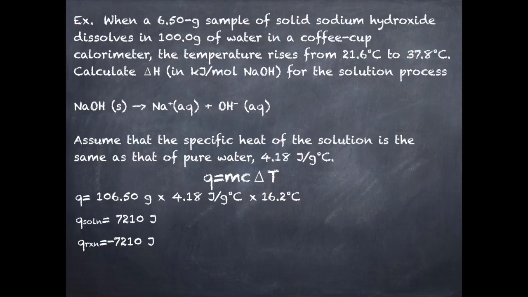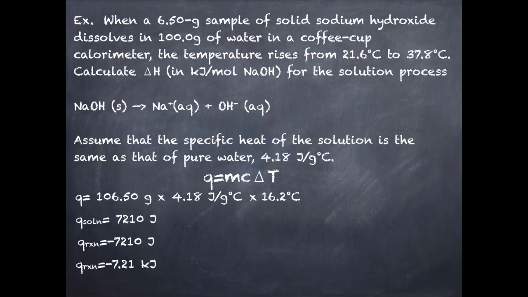What I'm going to do now is convert that into kilojoules, because it asks me for kilojoules per mole. So it's going to be negative 7.21 kilojoules. And now what I need to do is get into kilojoules per mole. Well, I can say, all right, negative 7.21 kilojoules is released when 6.50 grams of sodium hydroxide is dissolved. I could figure out per gram, but I want to figure out per mole.